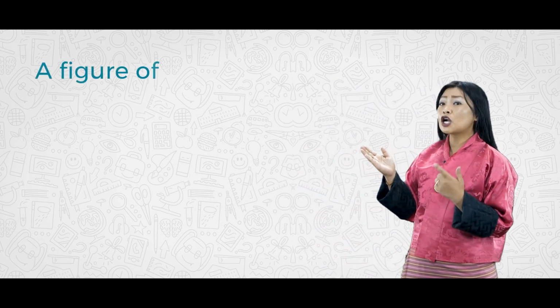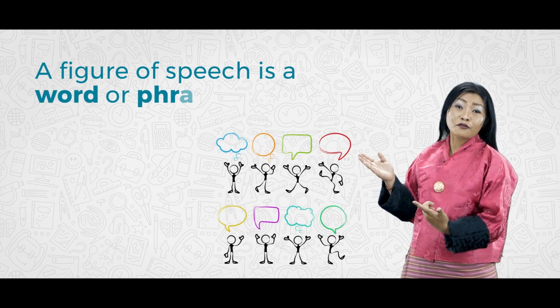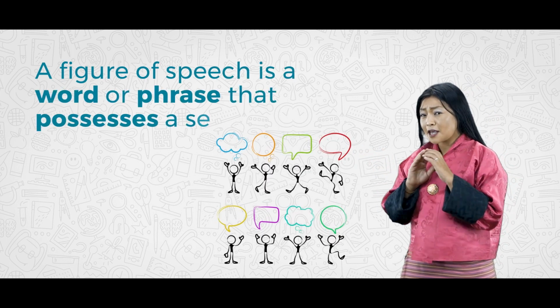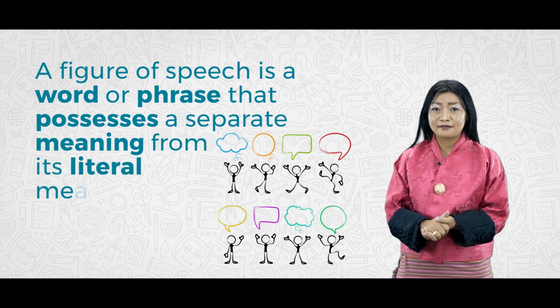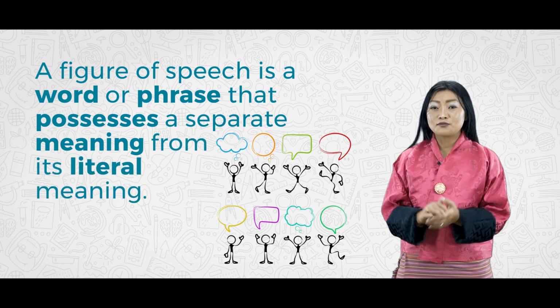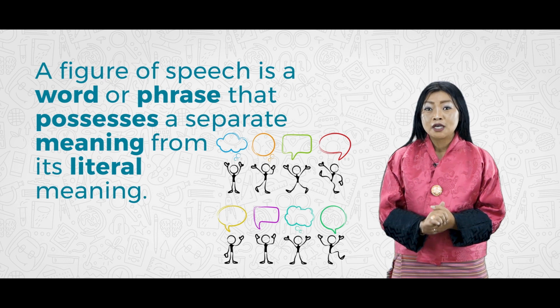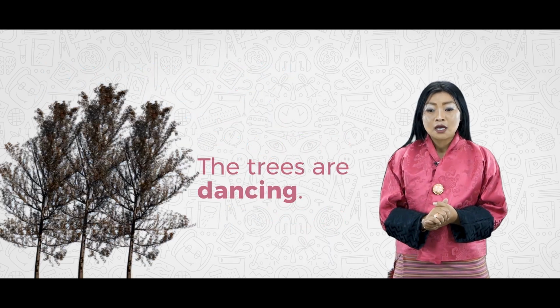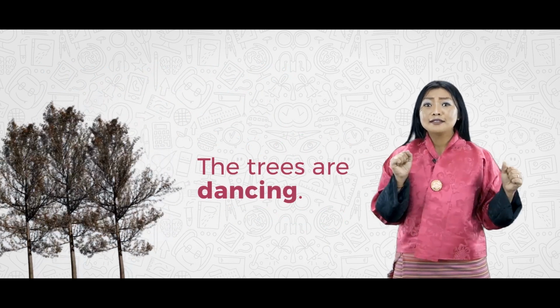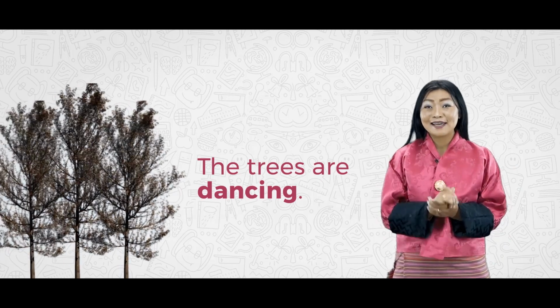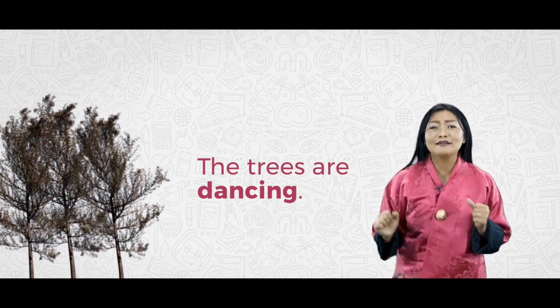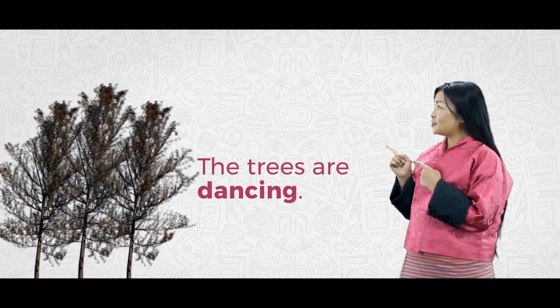So for your convenience, I have a definition for you all. A figure of speech is a word or phrase that possesses a separate meaning from its literal meaning. I'm sure you're having a doubt here, so let me give you an example. The trees are dancing. It says, trees are dancing. Can you see trees dancing?